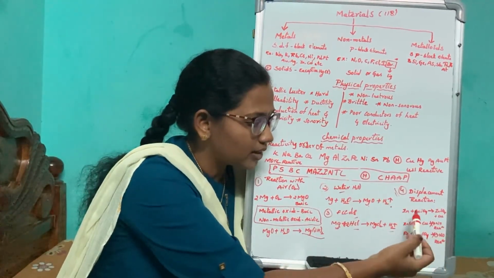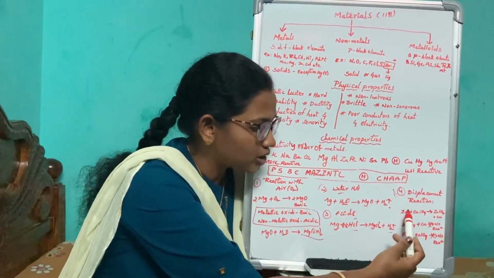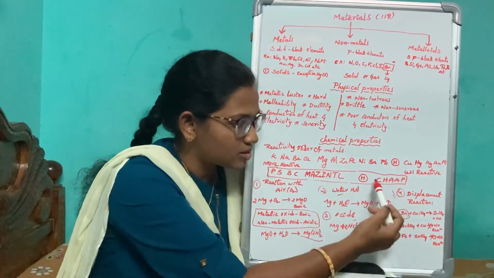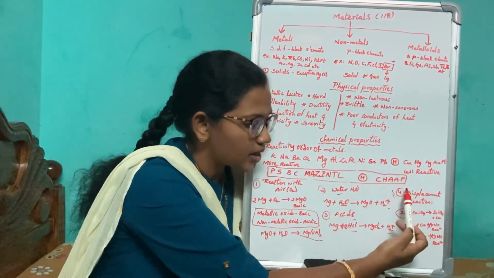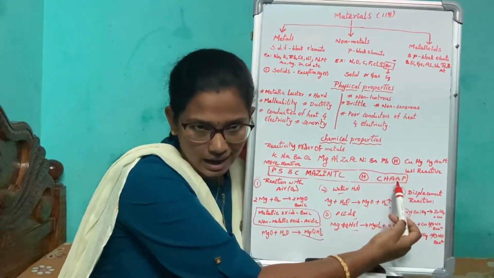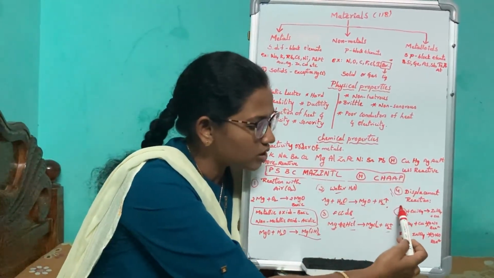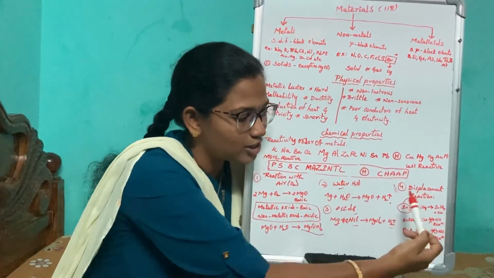What is the reason for that? Here the displacement is happening. Zinc is the more reactive metal, which is displacing the copper, which is the less reactive metal. You can observe here in this series, copper is on the right hand side, that is the less reactive side. Okay, so that's the reason zinc is displacing the copper from its salt solution, finally leading to this.